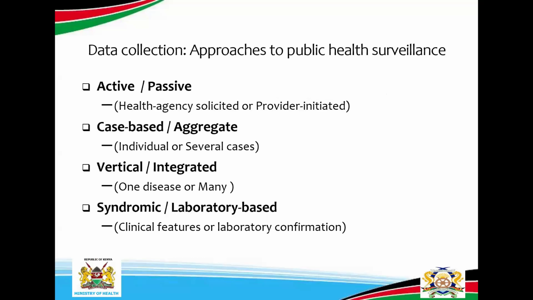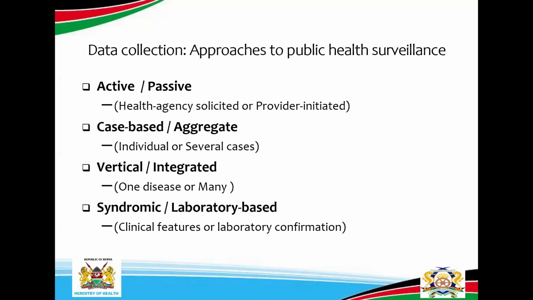Additionally, we can talk of health agency solicited versus provided initiative. That's also another approach to public health surveillance. We can talk of case-based and aggregate surveillance. When we talk of case-based, we talk of individual cases being reported, versus several cases being reported in aggregate. Surveillance can also be vertical or integrated. When we talk of vertical, we are only interested in one disease. But when we talk of integrated, we are trying to do surveillance for many diseases.